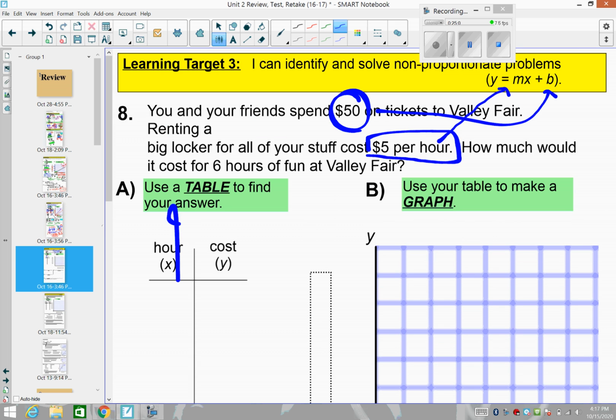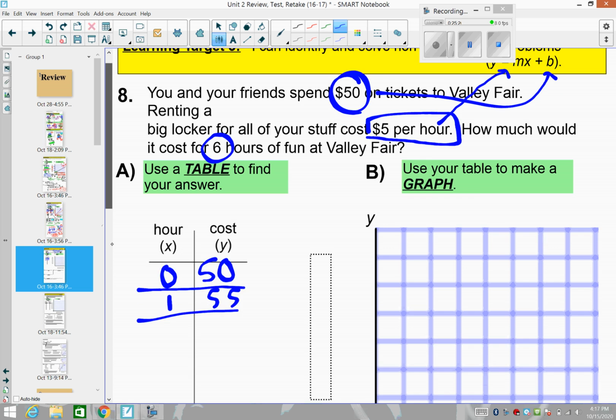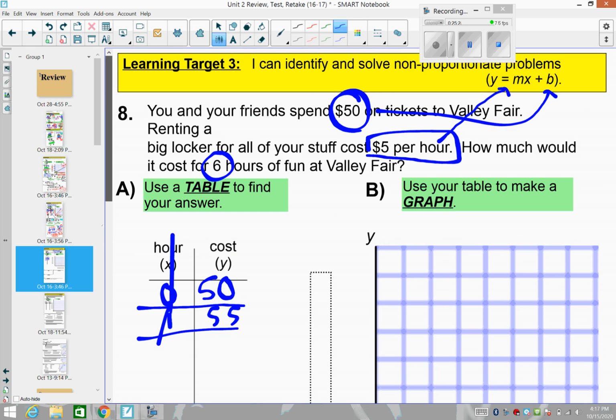So 0 hours. If you're not going to rent a locker, like you don't need one, you have somebody to hold your stuff, you just have to pay the $50 to get in. If you do rent a locker for 1 hour, you're going to need the $50 to get in plus $5 for the cost of the locker. And we need to know what happens for 6 hours. So I think I'm just going to keep going down the table here.